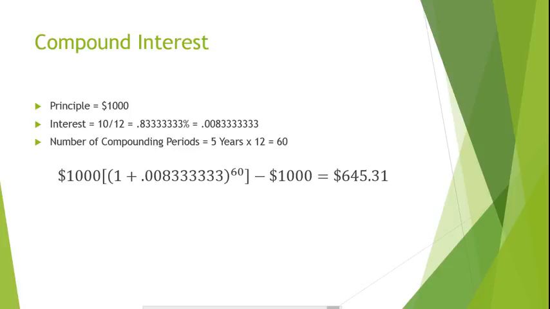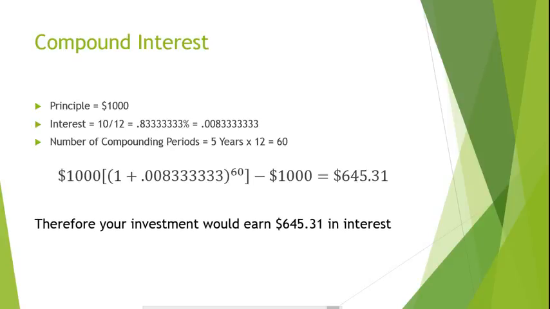So if we plug this into the formula, we'll find that we earned $645.31 in interest, which is $16.42 more than the semi-annual investment and $34.80 more than the same loan that compounded interest annually. As I stated earlier, with all else equal, more compounding periods means more interest.